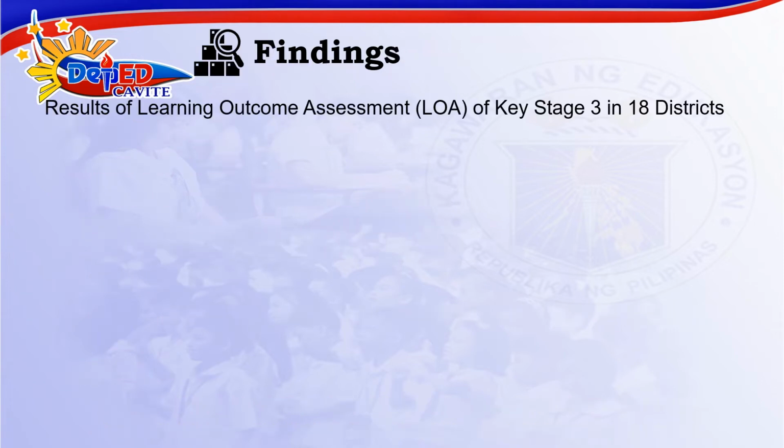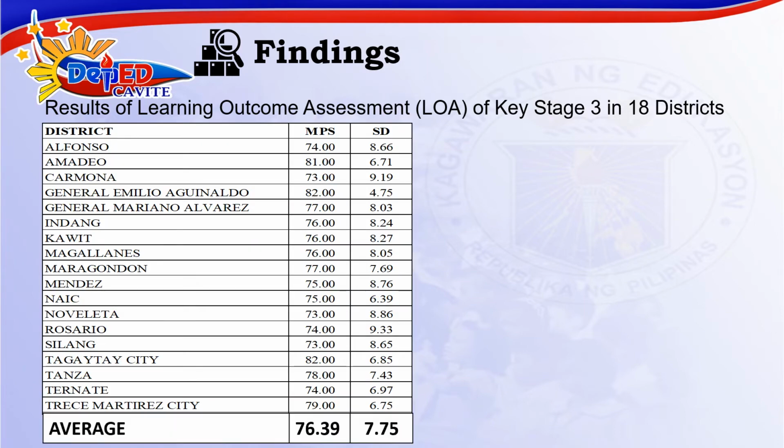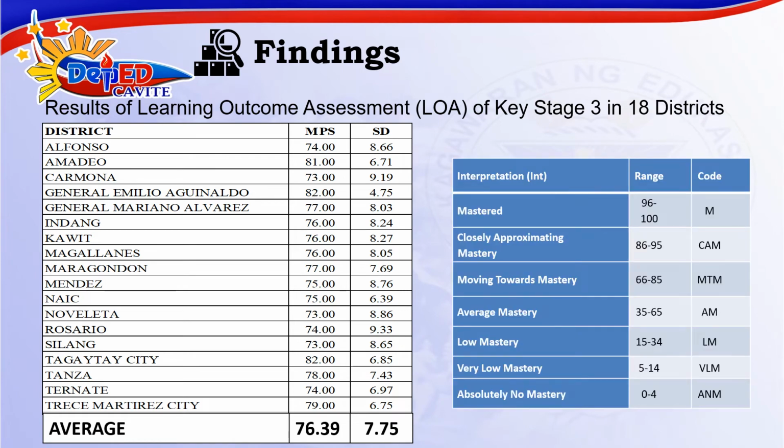As for the findings, we have here the results of the learning outcome assessment of Key Stage 3 in the 18 districts. Here is the table showing the results. We have a 76.39 average and 7.75 standard deviation, which implies that the average LOA in Mathematics Key Stage 3 lies between 68.64 and 84.14 in the Division of Cavite.